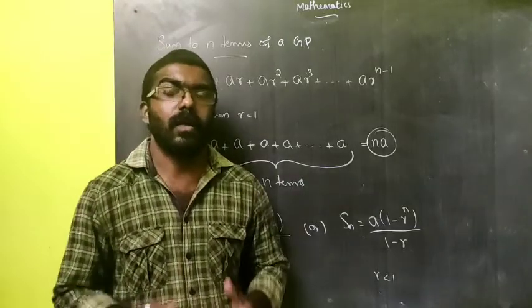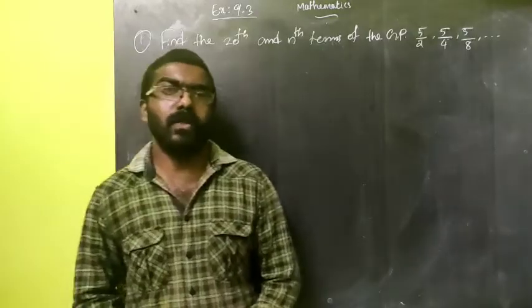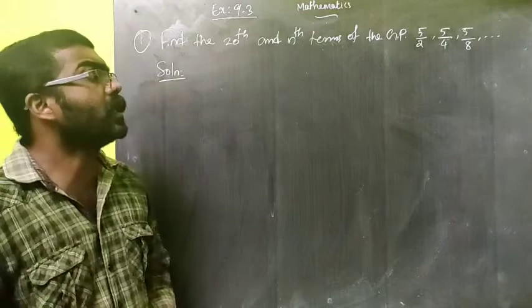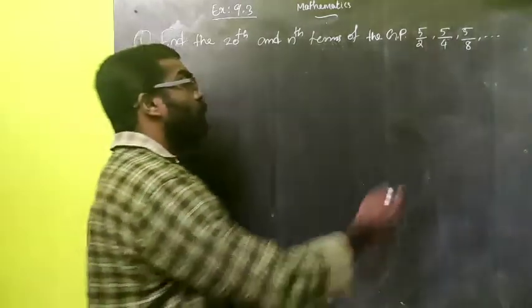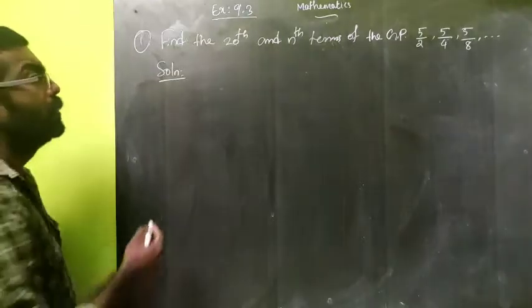No problem. Now we shall discuss some problems from exercise 9.3. Let's start. Here the first question is, find the 20th and nth terms of the GP 5 by 2, 5 by 4, 5 by 8, etc.